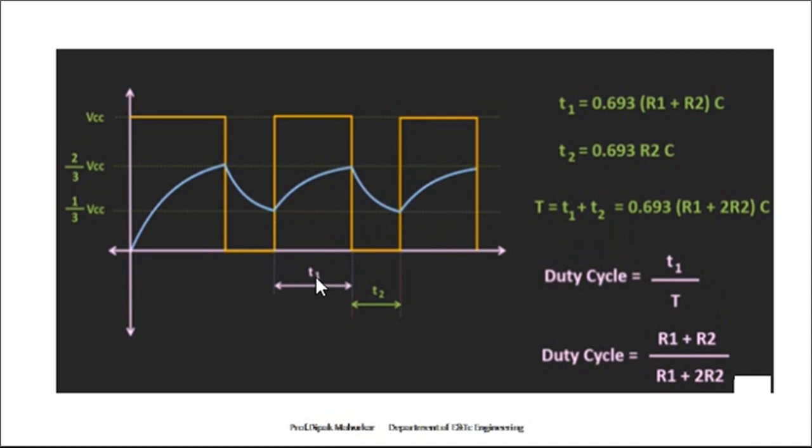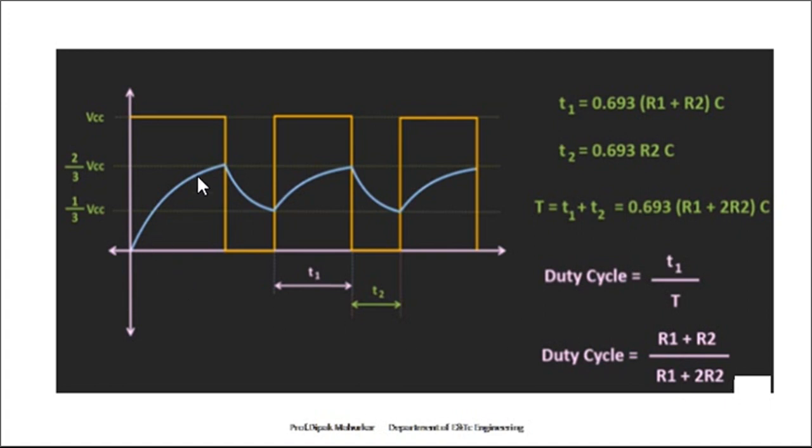T1 period is equal to 0.693 times R1 plus R2 times C. T2 is equal to 0.693 times R2 times C. T, the total one period, is nothing but T1 plus T2. So combining these two, the equation is 0.693 times (R1 plus 2 R2) times C. Duty cycle is T1 by T, which is (R1 plus R2) divided by (R1 plus 2 R2).